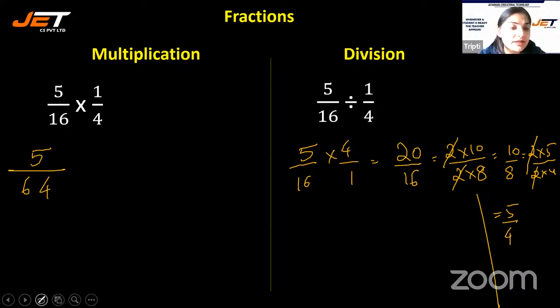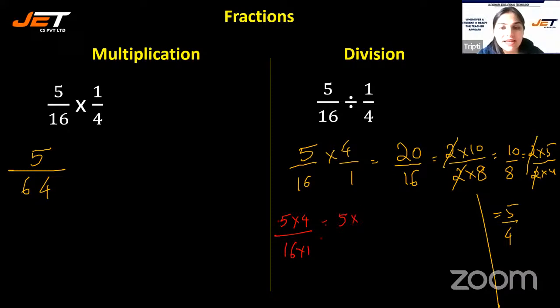Another way of doing it is over here. 5 times 4, in the denominator it's 16 times 1. I can write 5 and times 4. Here 4 can be written as 2 times 2. Here 16 can be written as 2 times 2 is 4. 4 times 2 is 8. 8 times 2 is 16 times 1. So 2 2s are cancelled. 5 times 5 by 2 times 2, that is 5 by 4.